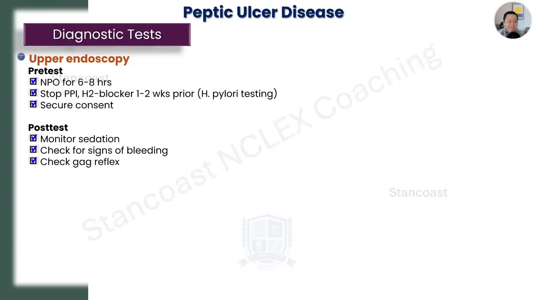Now, as far as the diet, they need to be checked first on their gag reflex before resuming any oral fluid intake or food intake. And often they're going to be started with clear liquids once their gag reflex is intact, and they can usually gradually resume their normal diet as tolerated.